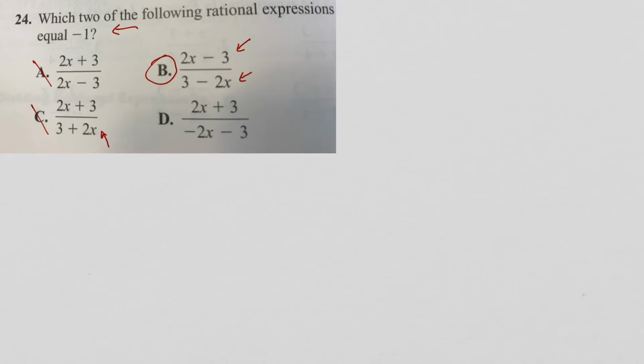And finally, we have a positive 2x and a positive 3, and a negative 2x and a negative 3. Those are opposites. So this is also going to divide out to -1. So B and D will divide out to -1.